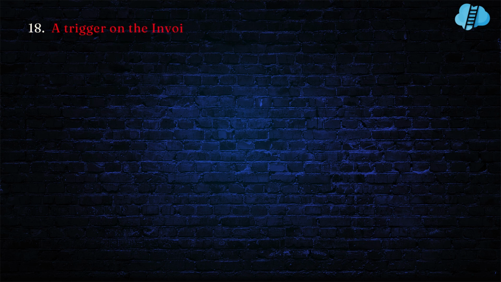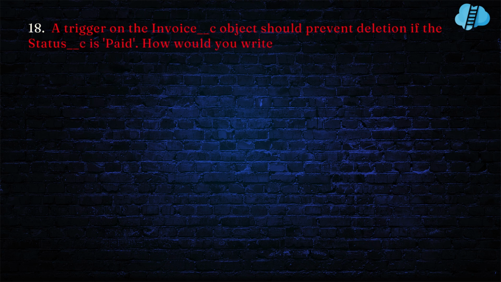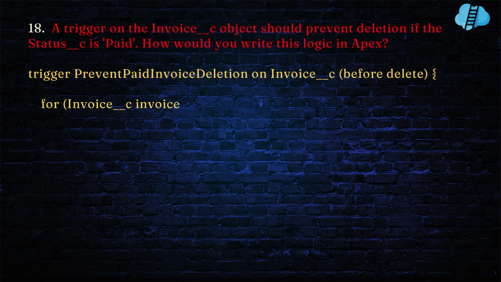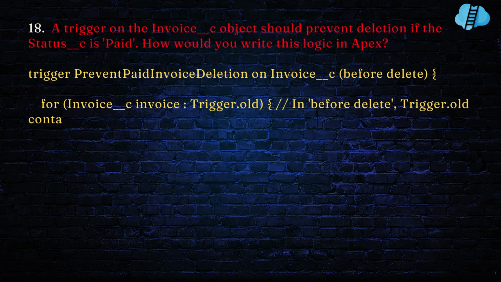18. A trigger on the Invoice__c object should prevent deletion if Status__c is Paid. How would you write this logic in Apex? Create a trigger PreventPaidInvoiceDeletion on the Invoice object that fires before an invoice is deleted. Iterate a loop through the invoices. In a before delete context, Trigger.old contains the records that are about to be deleted.